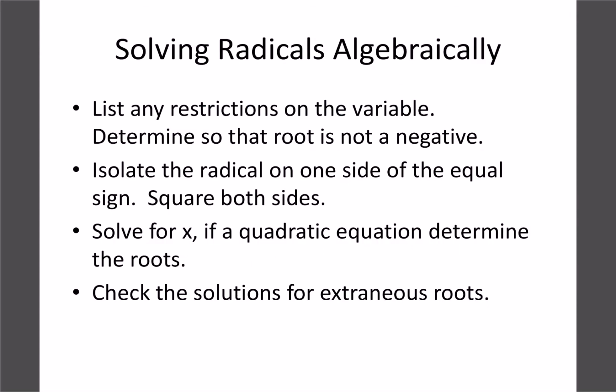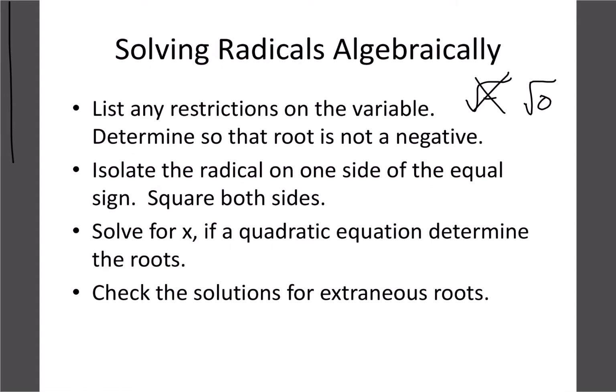The first thing we want to do is look at solving these algebraically, just rearranging equations and solving like you normally would. What we want to be able to do is find the restrictions on the variable. Because we're dealing with a square root, we cannot have the square root of a negative number. That means the square root has to be 0 or bigger. So whatever's under that square root sign has to be positive. As long as it's not a negative, we're good.